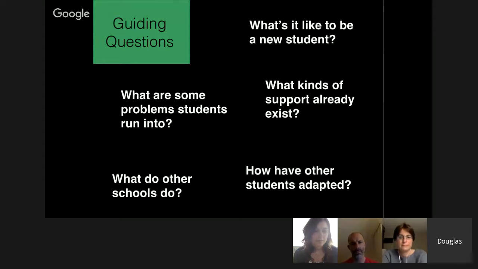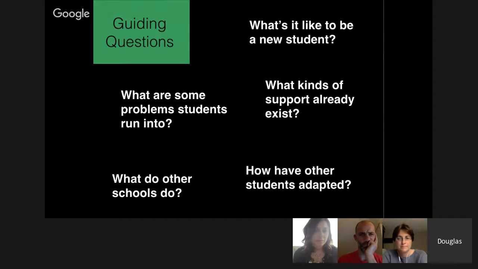Let's figure out what's some of the homework that we can do? What's the content that we can gather? What's the experience like of being a new student? What already exists at our school to help new students? What are some example problems? What do other places do, for example? Maybe there can be a looking outward phase. Has anybody here been a new student? What kinds of things did you end up inventing for yourself to fill those spaces where there weren't support mechanisms for what you wanted to do?